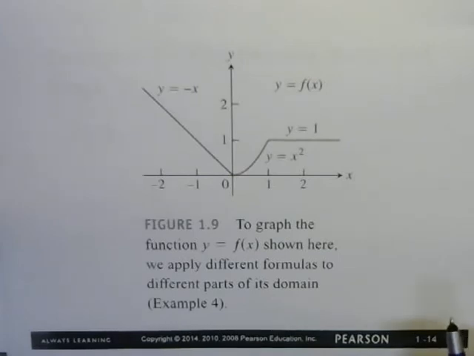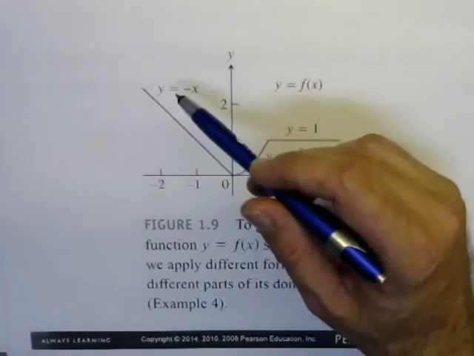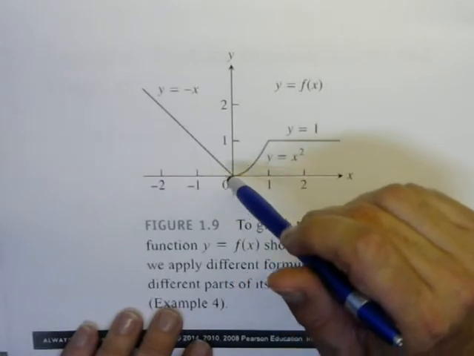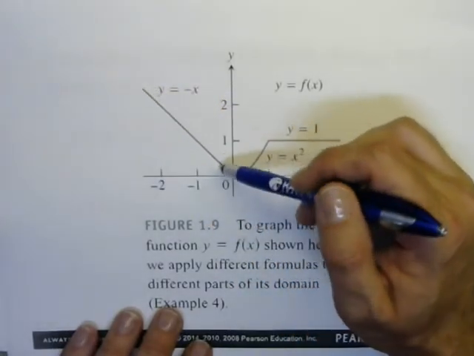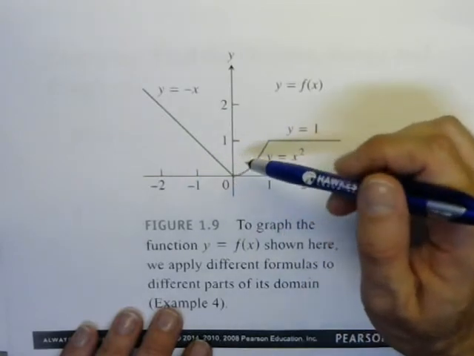You might also have what's known as a piecewise function, sometimes called Frankenstein functions, because they're kind of pieced together. So, for example, on this part of the domain, you have y is equal to negative x.